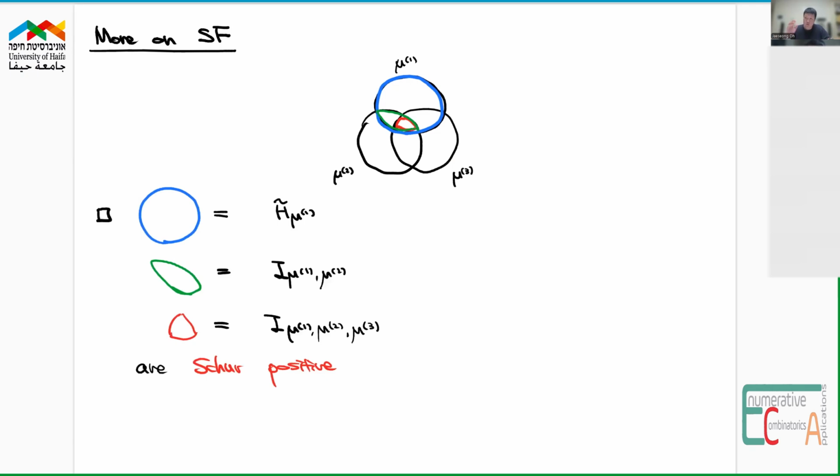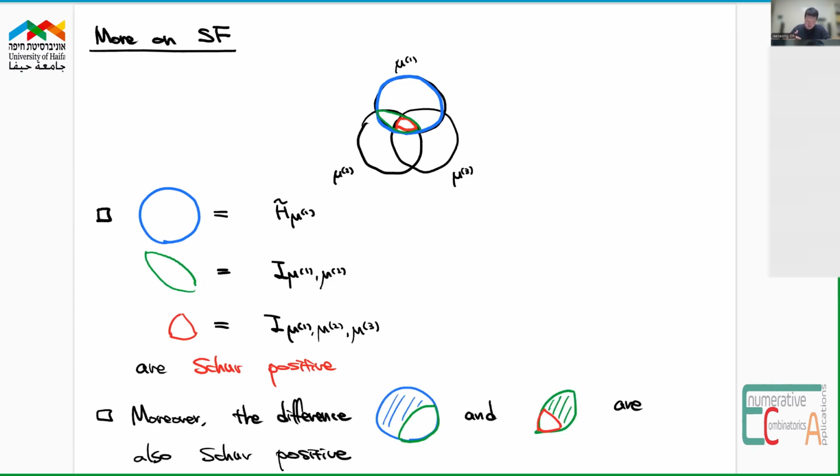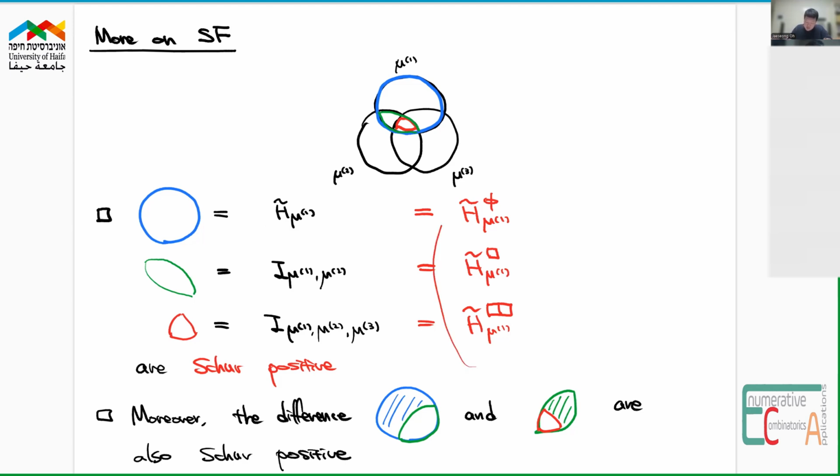The blue part is just the Macdonald polynomial, and the green parts are intersections of mu1 and mu2. The red part is the intersection of mu1, mu2, and mu3. All of them are Schur positive, and moreover, the differences of them are Schur positive too. Somehow these Macdonald intersection polynomials give a filtering of the Macdonald polynomial. And we will see that these blue, green, and red parts can be considered as this new symmetric function, h tilde mu1 super lambda, where lambda is a one row partition: the empty partition, one cell, or a one row partition of two cells.